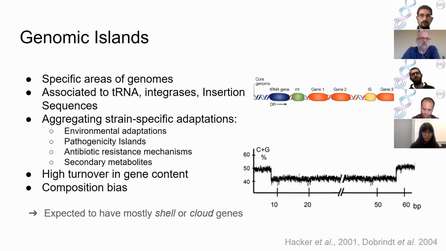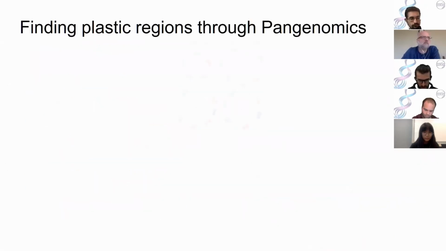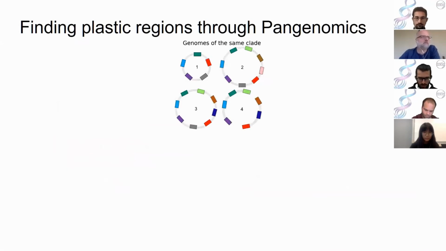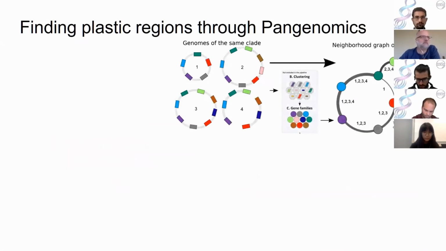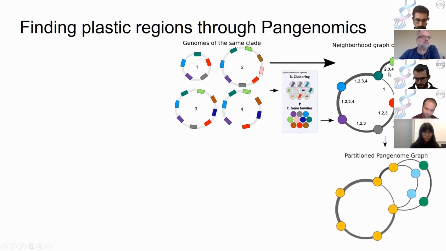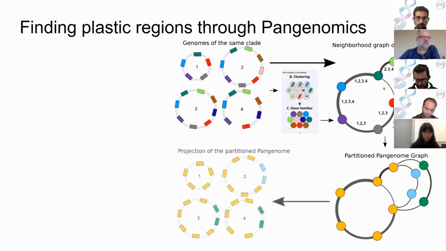So we decided to try to detect those genomic islands by finding regions with a high number of shell or cloud genes. The method goes as follows. We annotate genomes, we cluster genes into homologous gene families, and then we build the neighborhood graph of the pangenome. Then we partition it with PPanGGOLiN. Then we project the partitions onto the genomes in place of the genes.